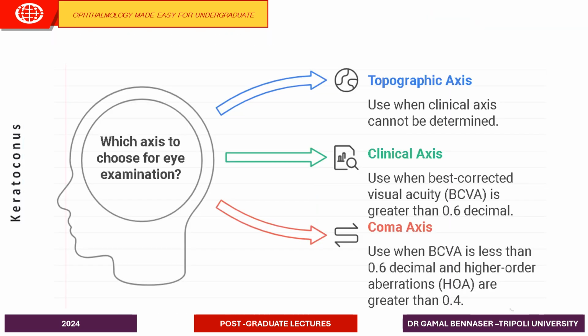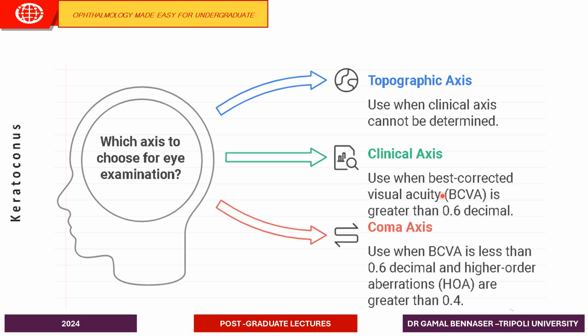Now, another important aspect in determining the location of your incision is to determine which axis you are going to correct, the steep axis. Whether it will depend on the topographic axis, clinical axis or coma axis. Generally, if the visual acuity is good in your patient, with best corrected visual acuity more than 0.6, you can rely on both the clinical axis and topographic axis, and usually both of them will coincide to each other, plus or minus 30 degrees apart.